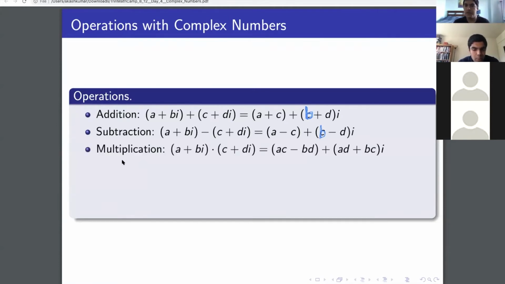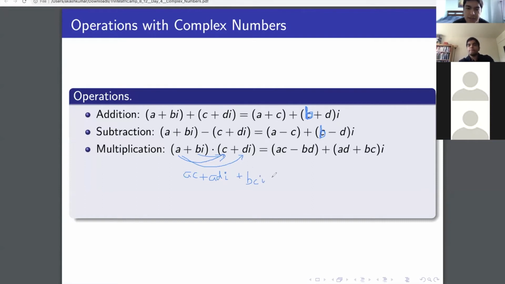Multiplication. So this looks more complicated, but it works exactly like FOIL, so to speak, if you've ever heard that. So you just distribute everything. I didn't write out all the terms here, but I can walk everyone through it to see how we get to the final step. So first you do a times c, so that's ac. Then you do a times di, so that's adi. Again, I know I said it earlier, but I really want to stress that i is not a variable, it's a number. Then you would do bi times c. So that's bci.